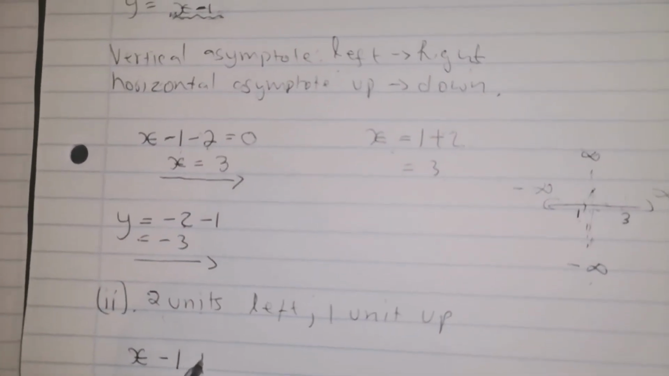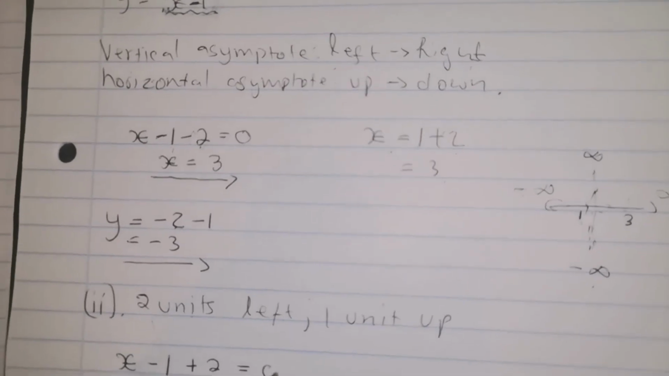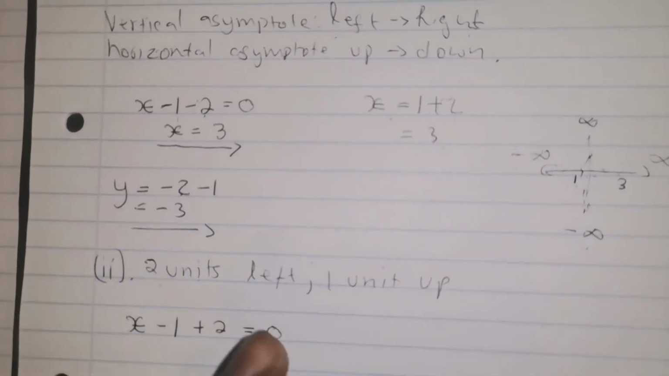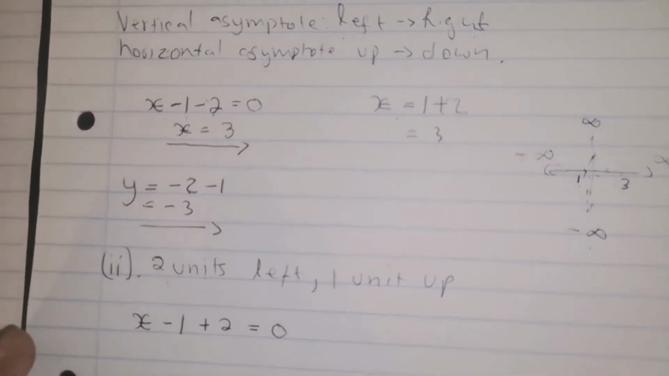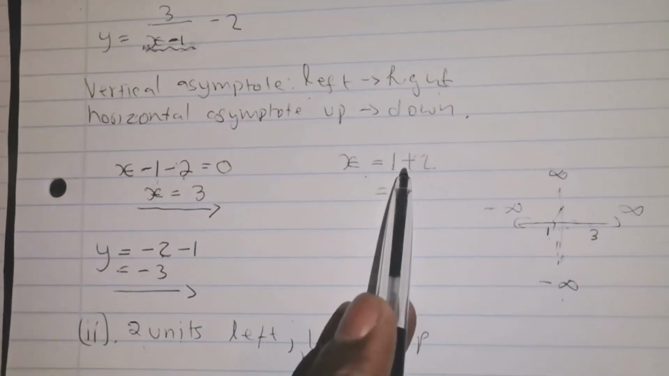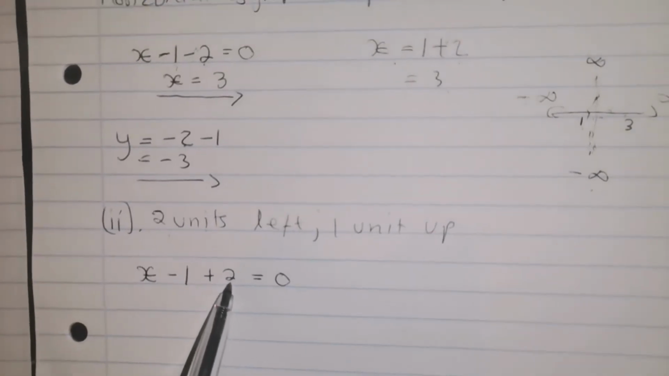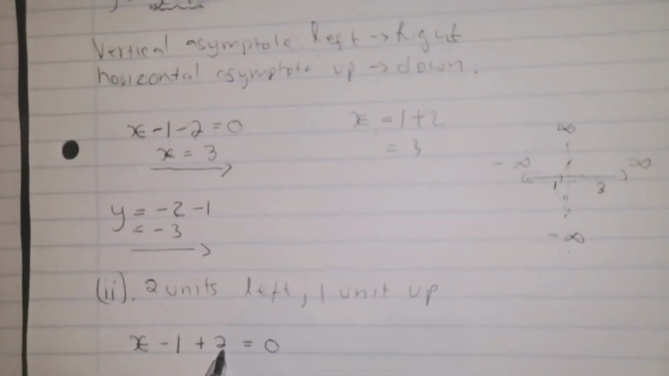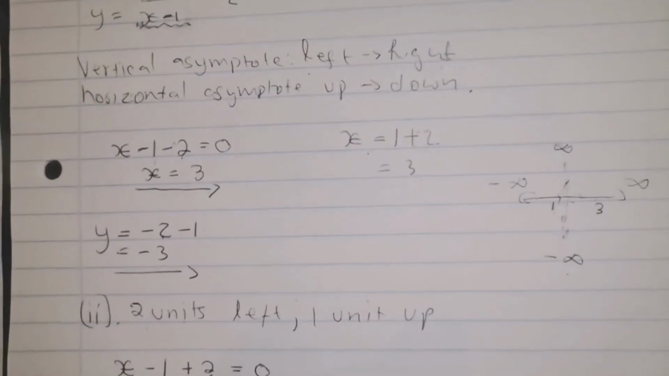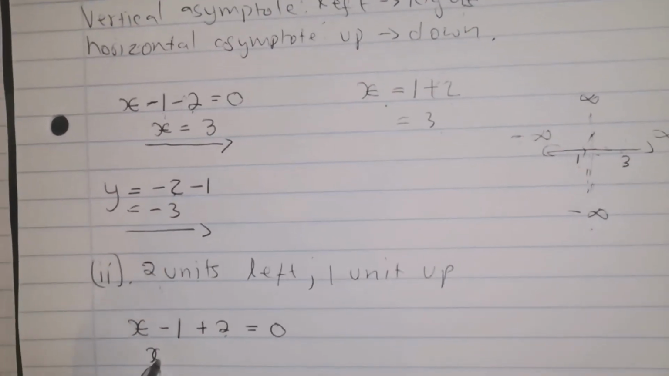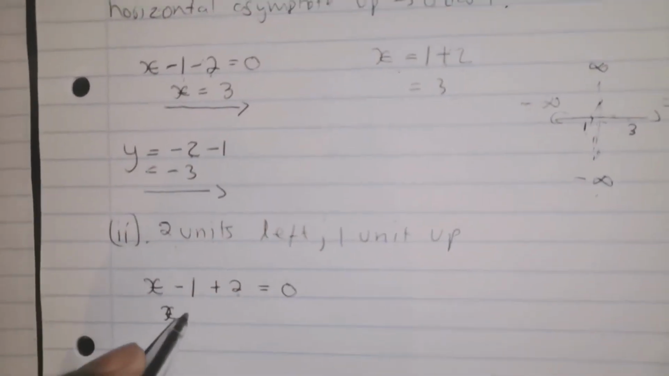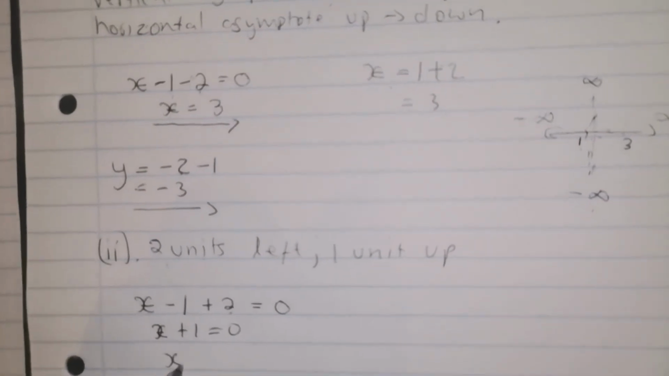You say plus 2 equals 0, right? Because to the right you minus, to the left you plus, vice versa. But when you come here, you say 1 minus 2, and yeah, simple. I hope guys you understand. So let's come back here. So x minus 1 plus 2 is plus 1 equal to 0. Then x equals negative 1.